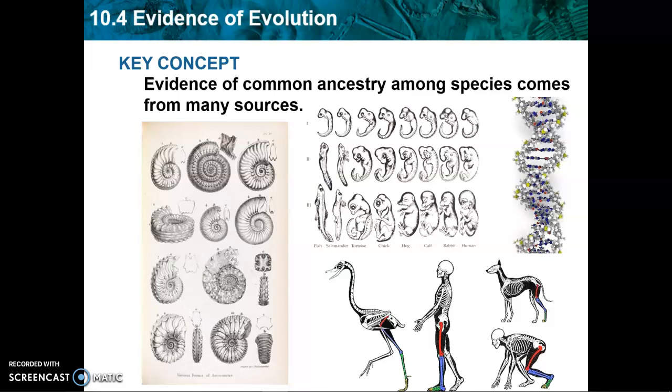Today we're going to finish up our discussion of Chapter 10 and talk about Sections 4 and 5. This focuses on some of the evidence that we have for evolution and our modern understanding of how to study evolution.